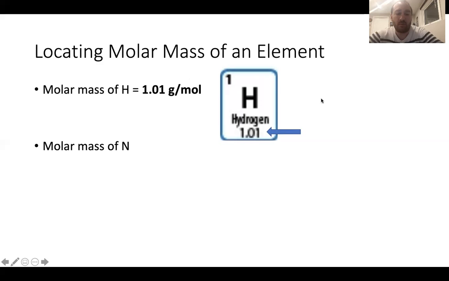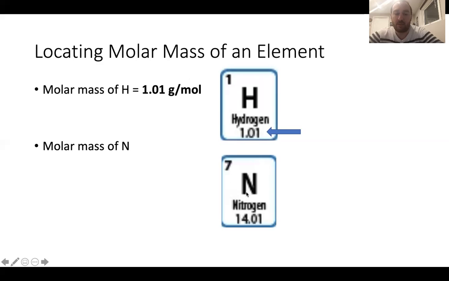Okay, so now the molar mass of nitrogen, we can see here underneath the name nitrogen, we have a numeric value. That is our molar mass. So for nitrogen, the molar mass is 14.01 grams per mole.